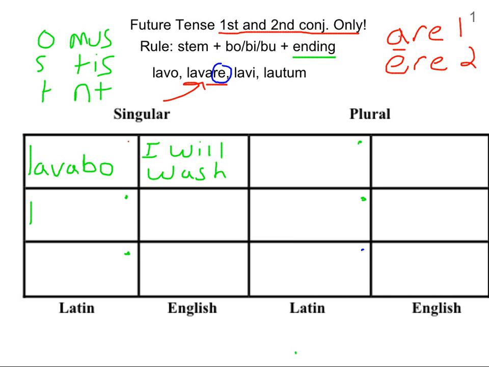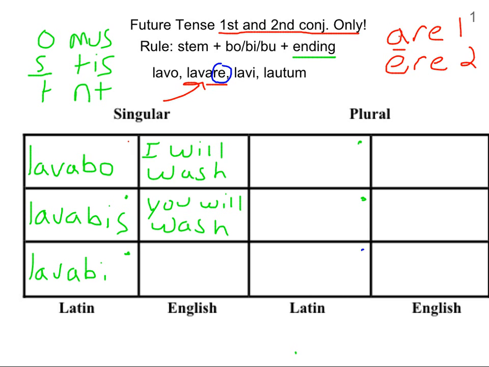Okay, second person, LAVA plus BI, we're now using that second morpheme there in the middle, plus person endings. And again, our second person ending is S. So, lavabis. And that would be you will wash. Okay, and let's see, third person, LAVA, stem, plus BI plus ending, T. Remember up here, your endings, O, S, T, mus, tis, nt. And then that would be he, she, or it will wash.